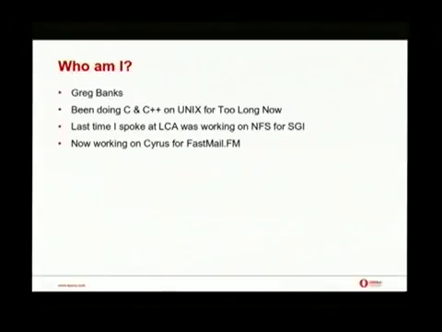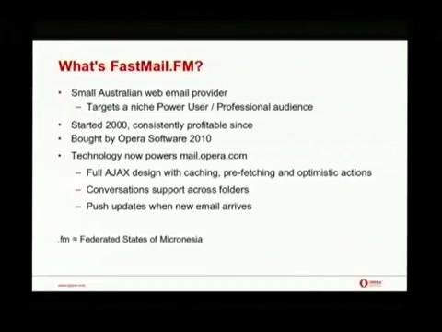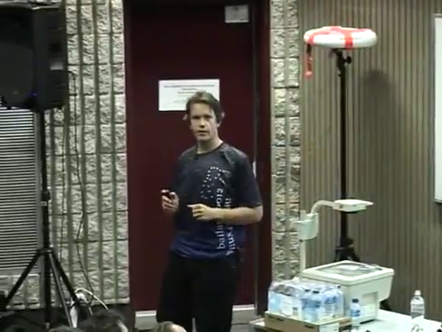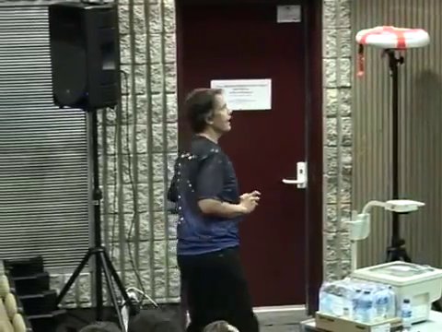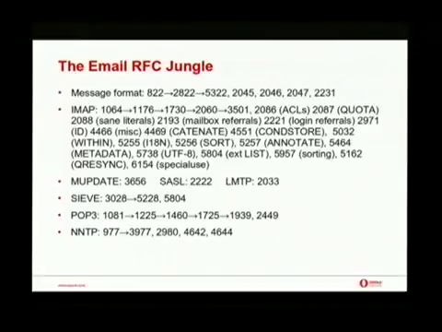So I've been doing Unix for far too long now. I should really get off and do something else. I used to work for SGI, did NFS stuff. Now I work on Cyrus, at Fastmail, which is all completely different. So what is Fastmail? It's not actually a radio station. The FM stands for Federated States of Micronesia. I'm sure this was a good idea. So we are a small Australian web email provider that's been around since 2000, and we got bought by Opera last year, and very soon after that I got hired. And we see jungle. Lovely, isn't it?